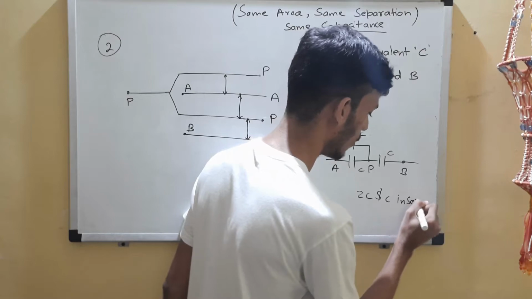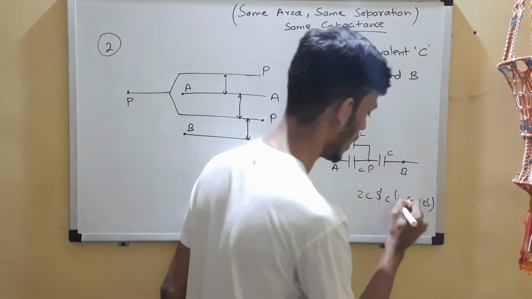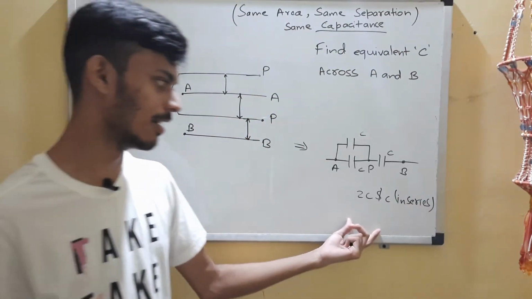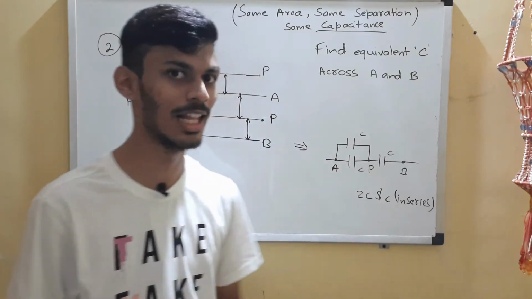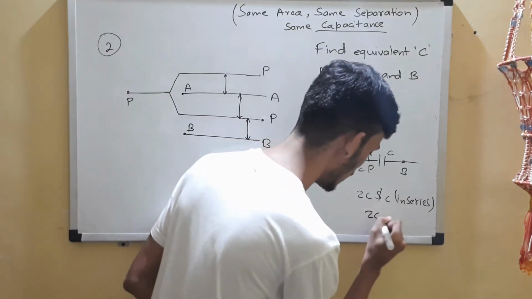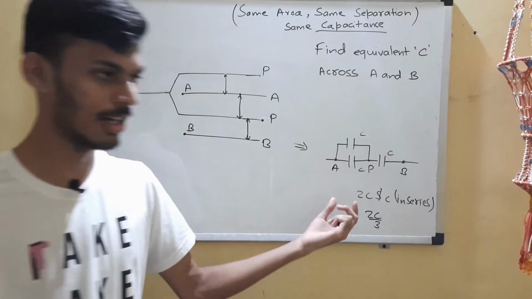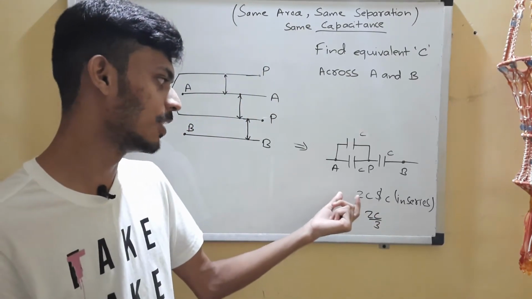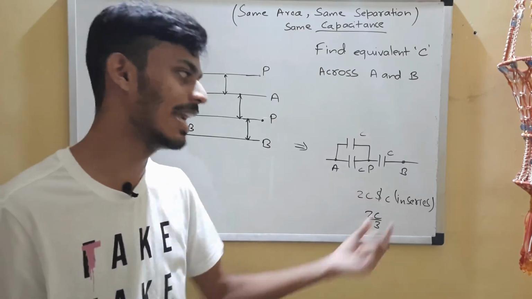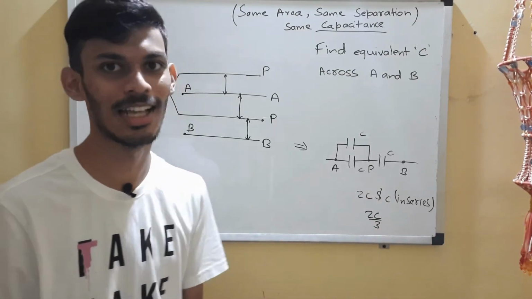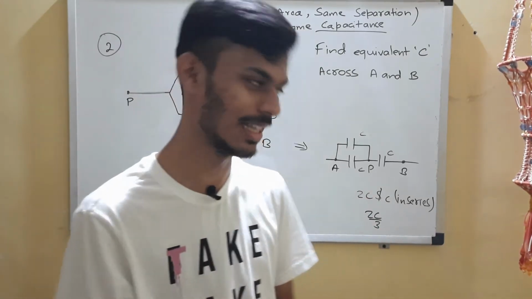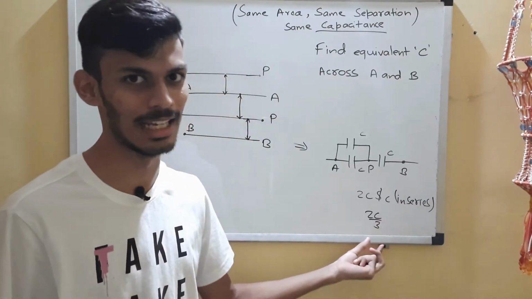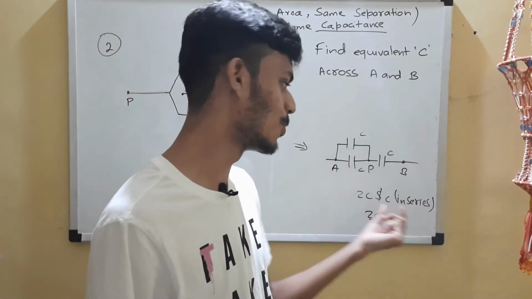If you have been following this channel for a long time, you'll know that 2C and C in series, the equivalent capacitance will be 2C by 3. Just like if you have 20 and 10 in series, the equivalent capacitance will be 20 by 3. The bigger one by 3. This works only in case of 2C and C.